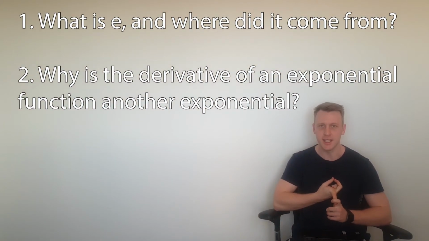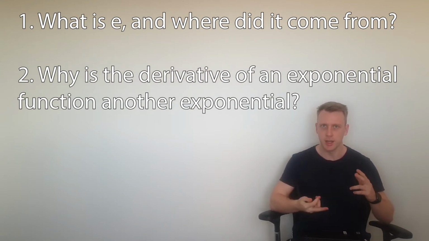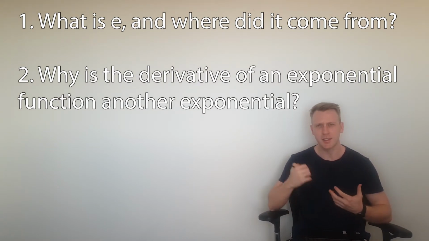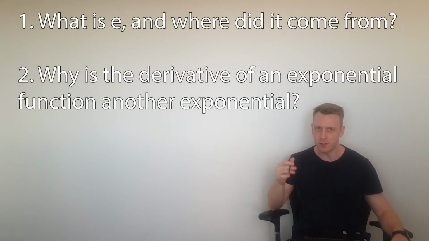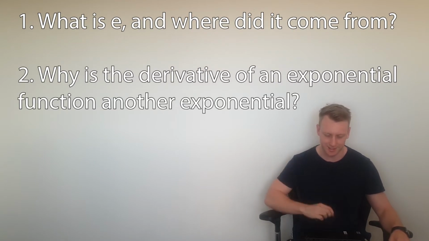Okay, and so there's two questions. One, what is e and how do we get it? And two, why exactly is it that if we've got a function that's an exponential, the derivative is an exponential? And so I'm going to start off by answering the latter first.